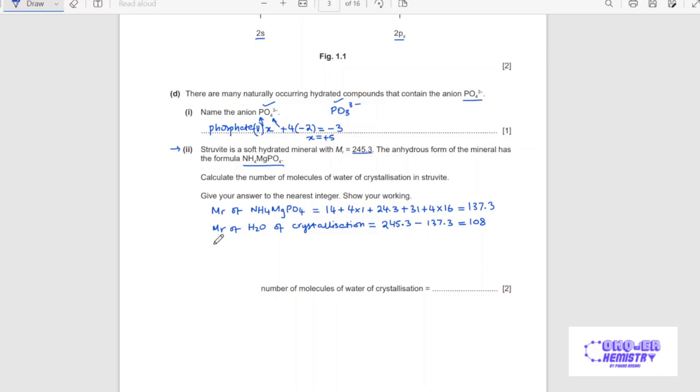Now, in order to find the number of water molecules, we just divide this mass that we have got, the MR of all the waters of crystallization combined, the 108, by the MR of 1 water molecule. That's going to be 2 for the hydrogen plus 16 for the oxygen, that's 18. And this turns out to be 6. And so the answer will be 6. So the complete formula of struvite is going to be NH4MgPO4 dot 6H2O. All right.